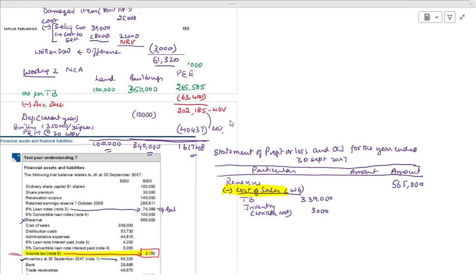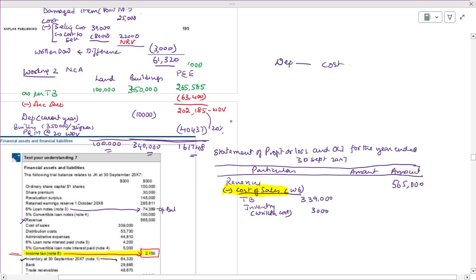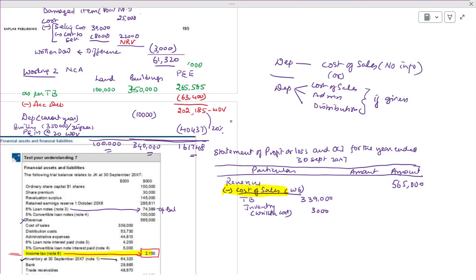Depreciation. Okay? Remember this. We have done this previously. If they have not told anything about depreciation, depreciation should be shown in cost of sales. Understand the point? If they say anything, then depreciation has to be divided into cost of sales, administration expenses and distribution expenses. Otherwise, no information, straight away cost of sales. If given, do it accordingly.